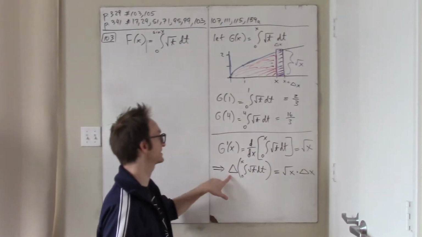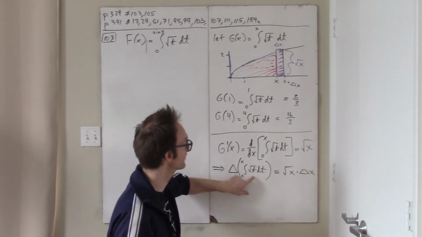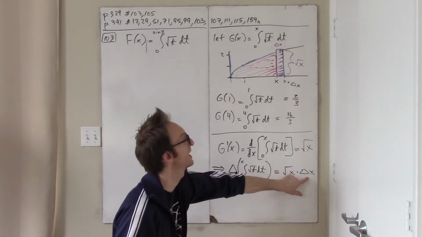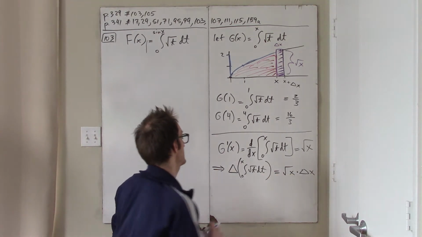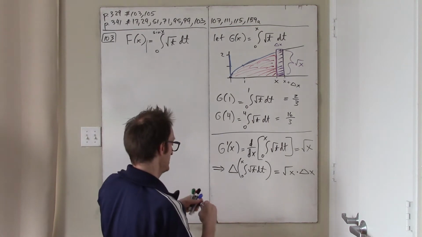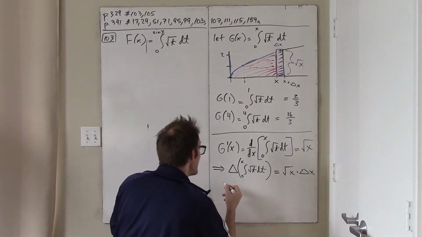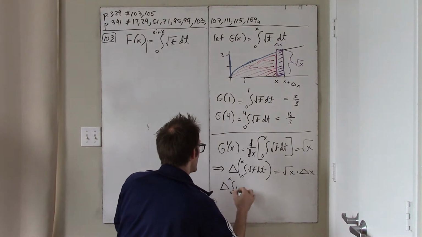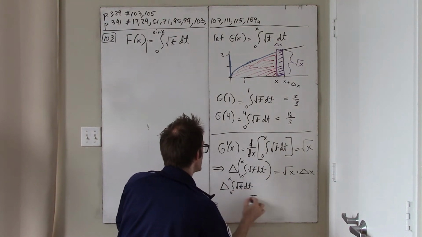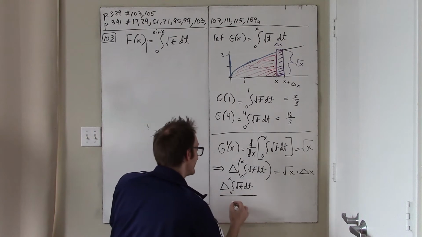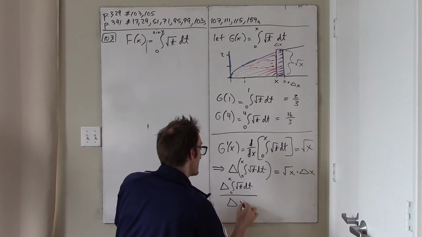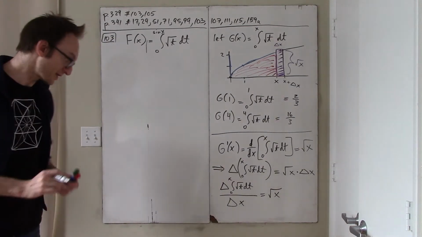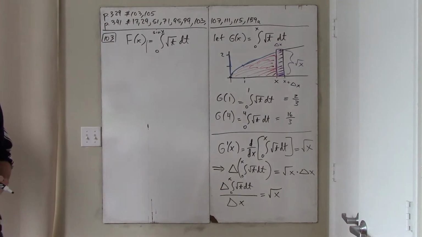And so since the change in this integral function is just the height of the function times the change in the input, the change in this integral function with respect to the change in x is in fact just equal to whatever the height of the function is at that moment. Okay, we're getting way off track here, but maybe this is good.